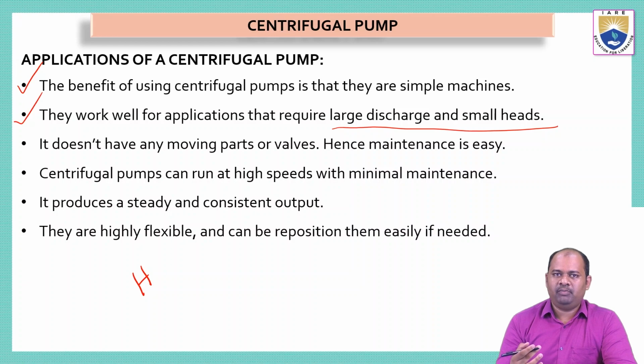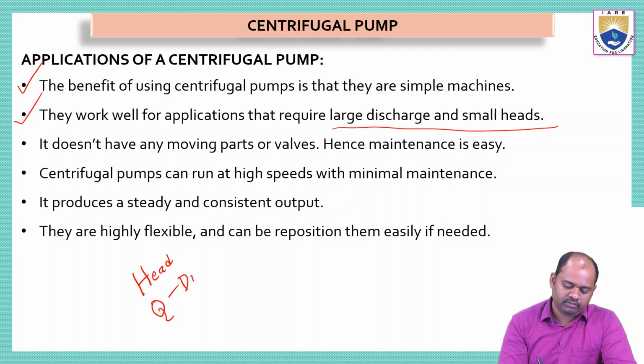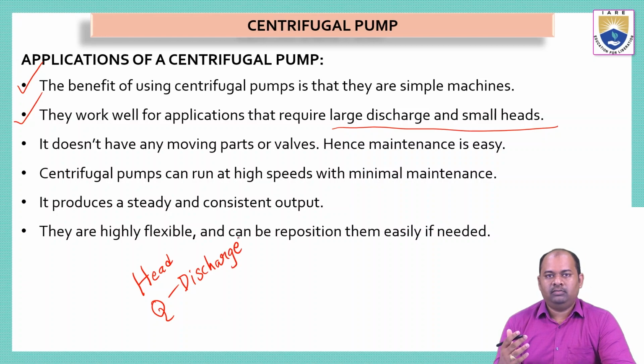Suppose I have a centrifugal pump which will supply water to an overhead tank located on the 5th floor. Now the height from the centrifugal pump, which is at ground level, to the 5th floor is called head. The height between ground and 5th floor is called head. This is measured in meters or feet. And then Q is nothing but discharge. Discharge means how much water is being pumped by the centrifugal pump.